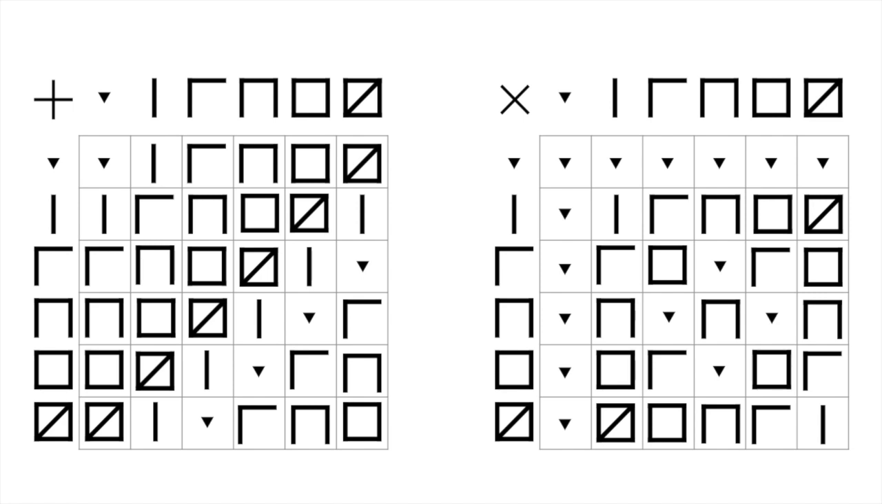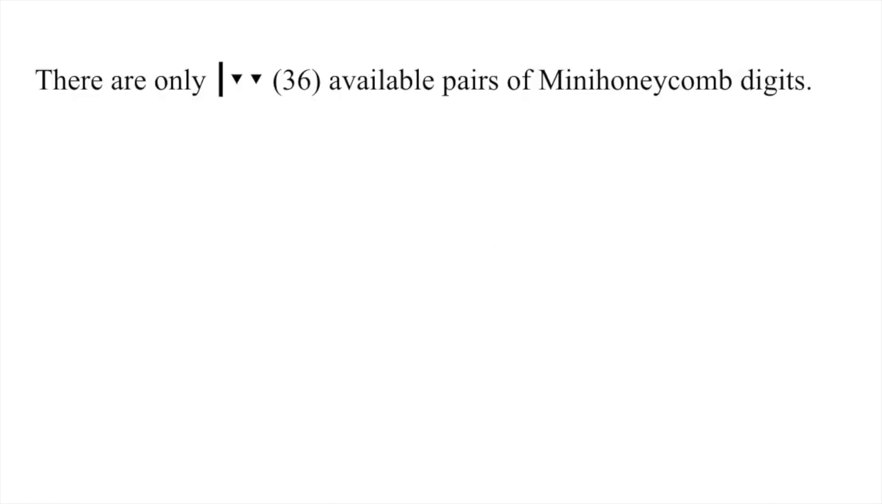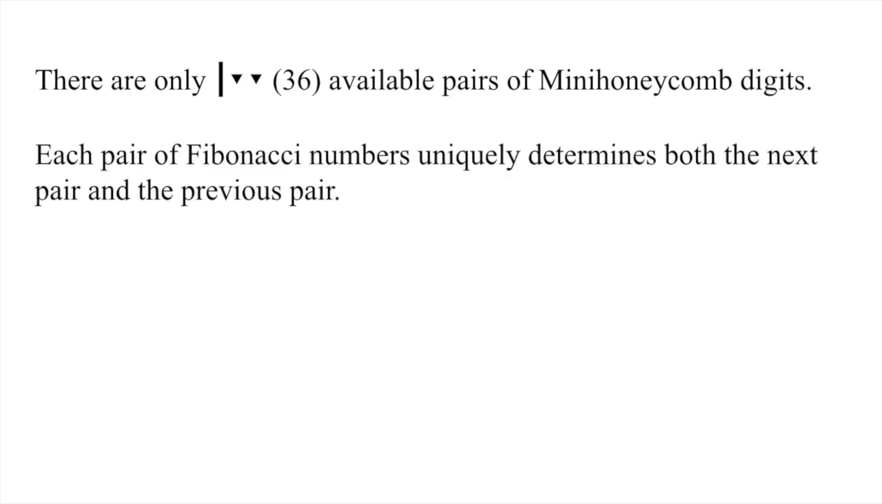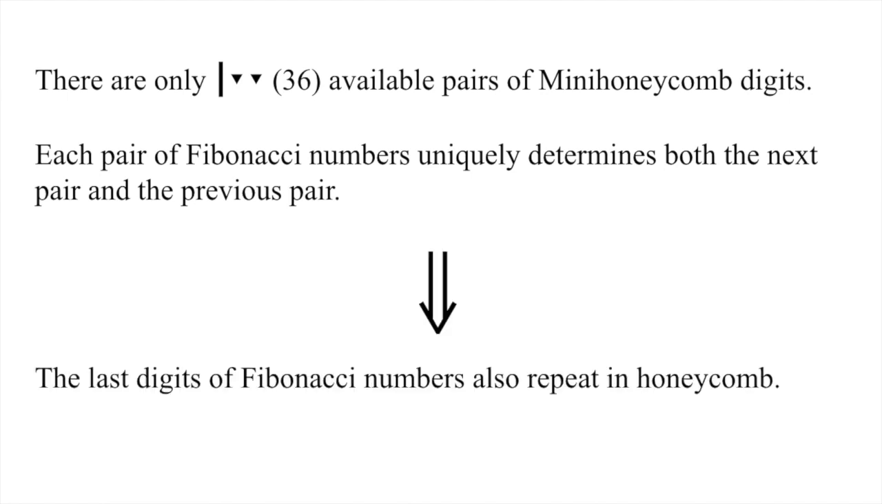Now, let's run through this argument very quickly. There are only 6 squared, that is 36, available pairs of Minihoneycomb digits. Each pair of Fibonacci numbers uniquely determines both the next pair and the previous pair. Then, if we use the same argument that we did for decimal, we can show that the last digits of Fibonacci numbers must also repeat in honeycomb. And of course, this will work with whatever base we choose.